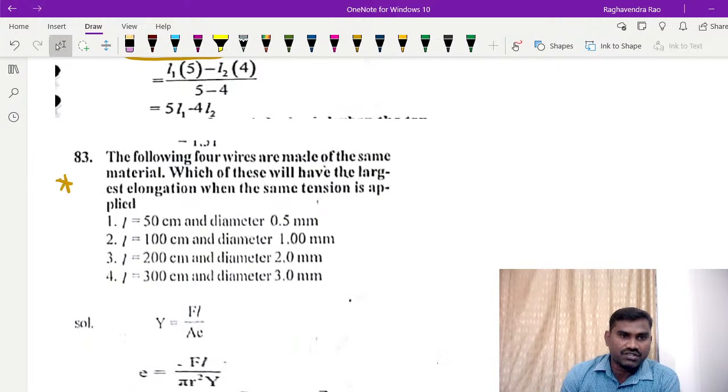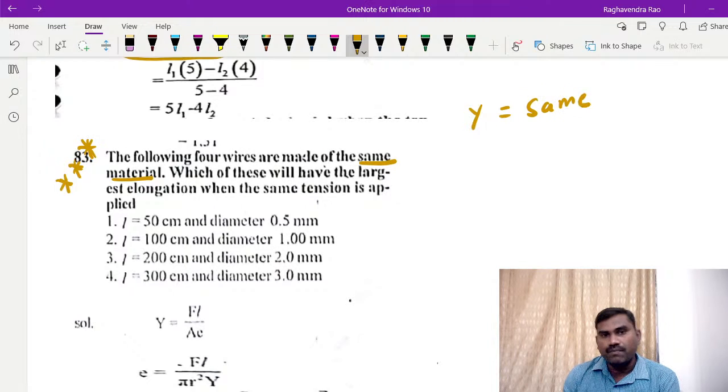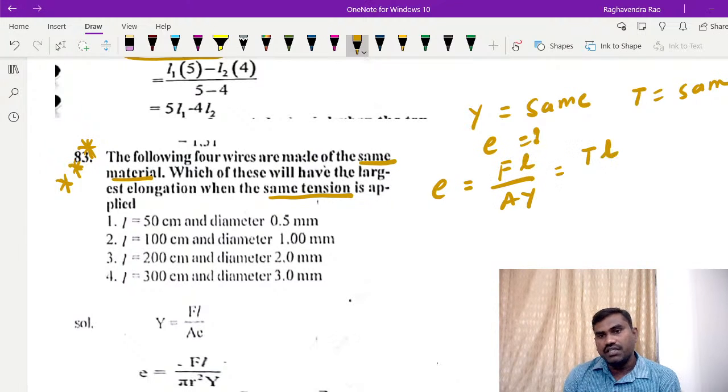So this is the model of question they gave in the NEET examination. The following 4 wires are made up of the same material, which means Young's modulus is the same. Which of these will have the largest elongation with the same tension? So tension is the same. What is the elongation? Elongation is equal to FL by A into Y, that is TL by A into Y. Tension is the same, and made up of the same material, so Young's modulus is also the same.